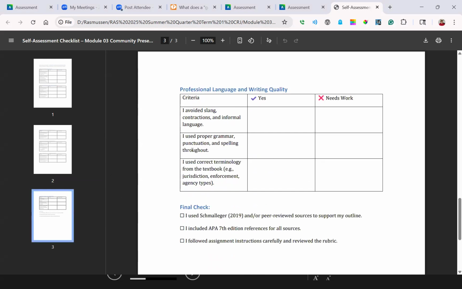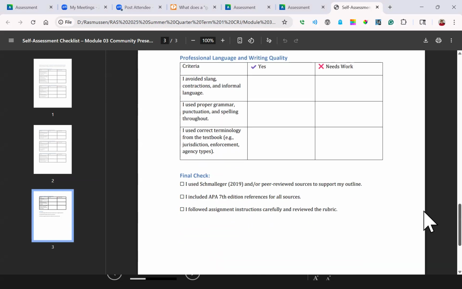This is a 3-page handout. We're now on page 3. Your professional language and writing quality. Double check yourself. Make sure all these items are present. And finally, do a final check. We're using our book, APA 7th edition formatting, and you followed all assignments carefully. This one, APA 7th edition formatting.